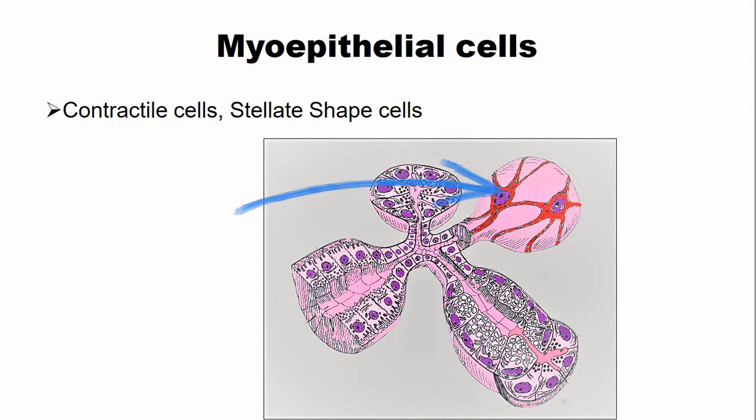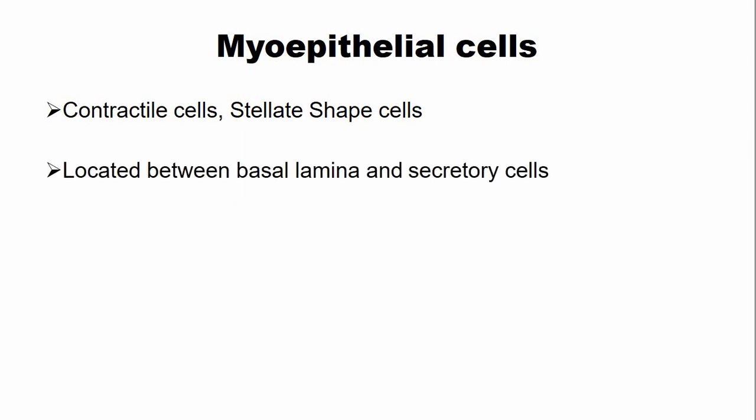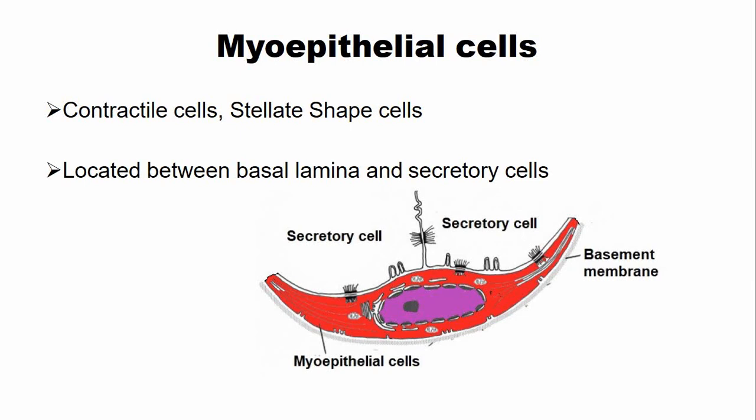The myoepithelial cells are contractile cells and they have a stellate or star-shaped appearance. These cells are located between the basal lamina, the basement membrane, and the secretory cells. You can see in the picture that it is located between the basal lamina and the secretory cells.